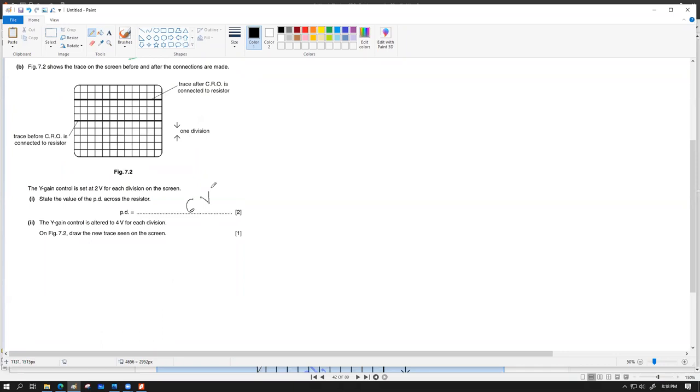6 volt. You're going to make a large and fast math now. You count and you get the value. Then it says the Y gain control is altered to 4 volt for each division. On figure 7.2, draw the new trace on the screen.